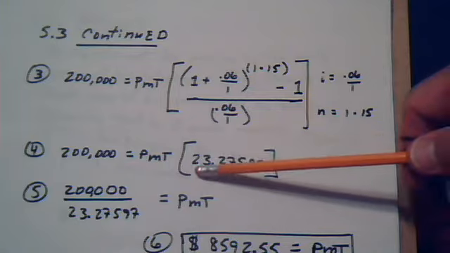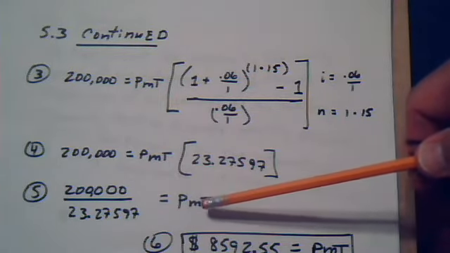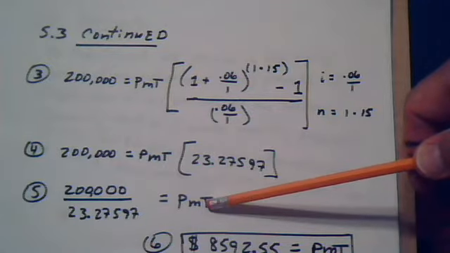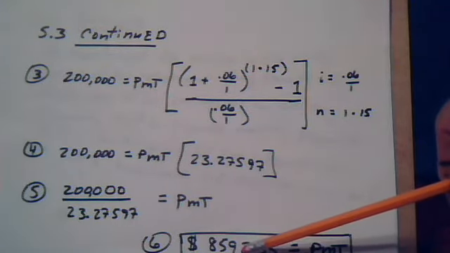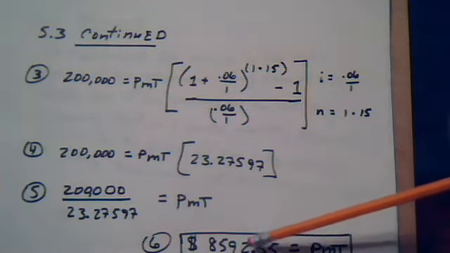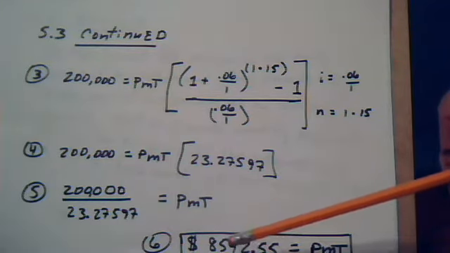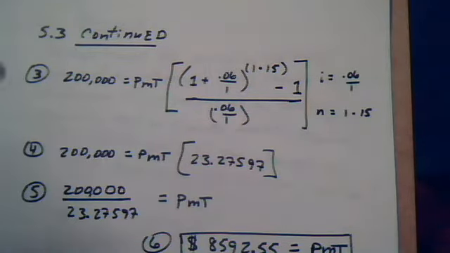So you could cancel it from here and transfer it to the other side. And then that tells you that the deposits that should be made for 15 years should be of this amount. And it said that this was going to be compounded annually. So every year they should deposit this for 15 years. And they'll get their $200,000 for their roof.